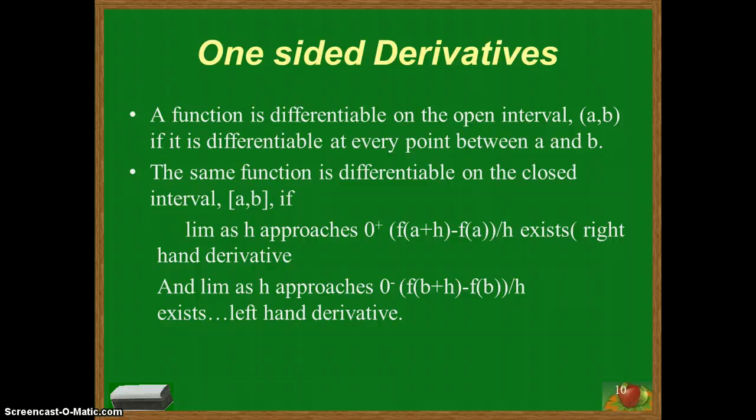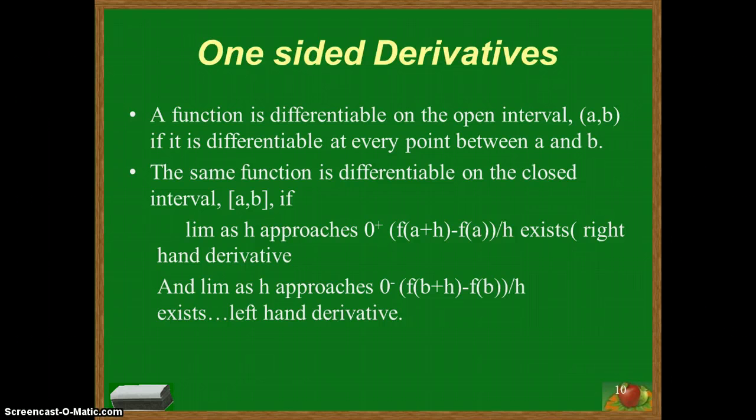One-sided derivatives. We say a function is differentiable on an open interval a, b if it is differentiable at every point between a and b. The same function can be thought of as being differentiable on a closed interval a, b if the derivative at the endpoints exists. But these would be one-sided derivatives. Formally, we would say the limit as h approaches 0 from the right, f of a plus h minus f of a all over h, exists. We call that a right-handed derivative.